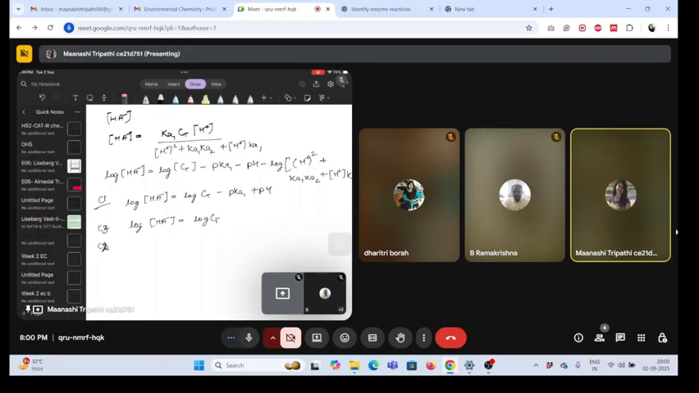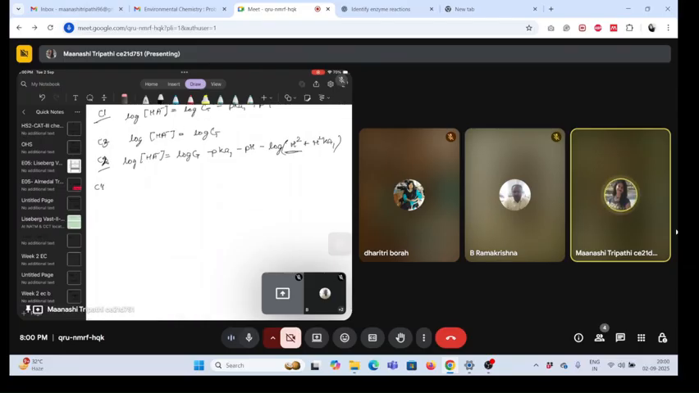Now, case 2, it is under the two lines of the pH, either side of pKa1, right? So this will be log HA negative is equal to log CT minus pKa1 minus pH minus log H square plus H plus Ka1. So this is a curve. Square is there, right? So this is also a curve.